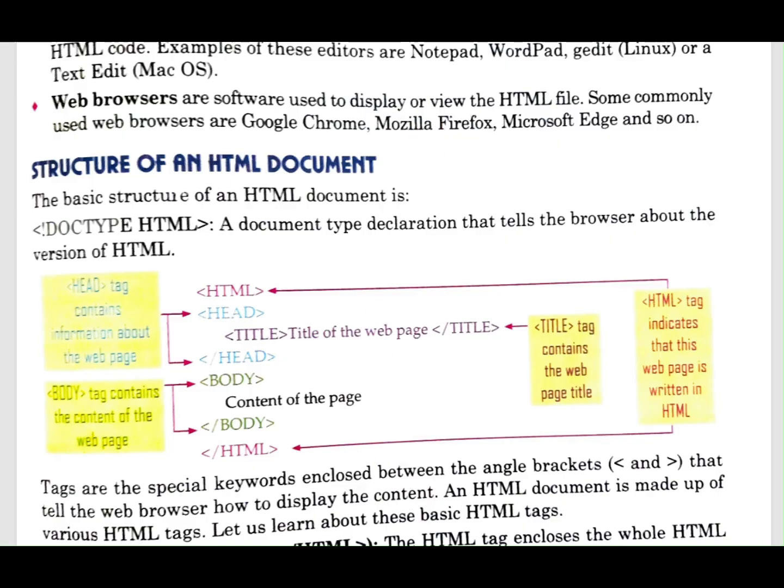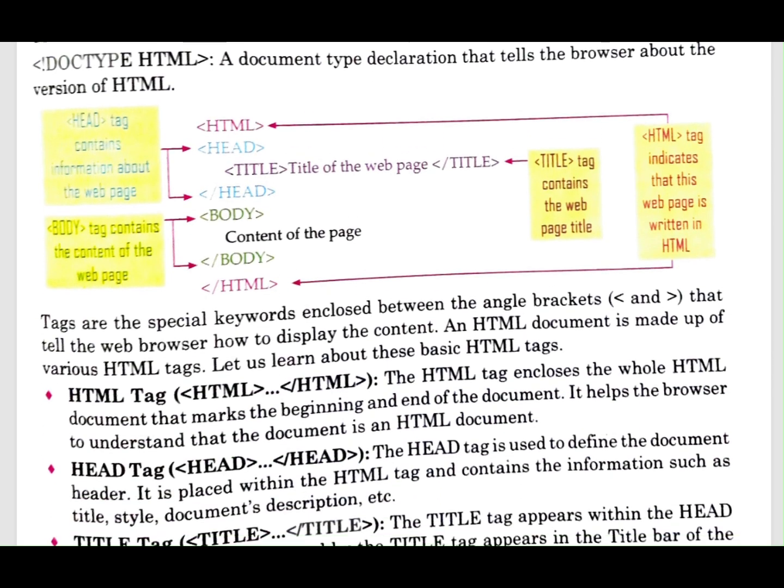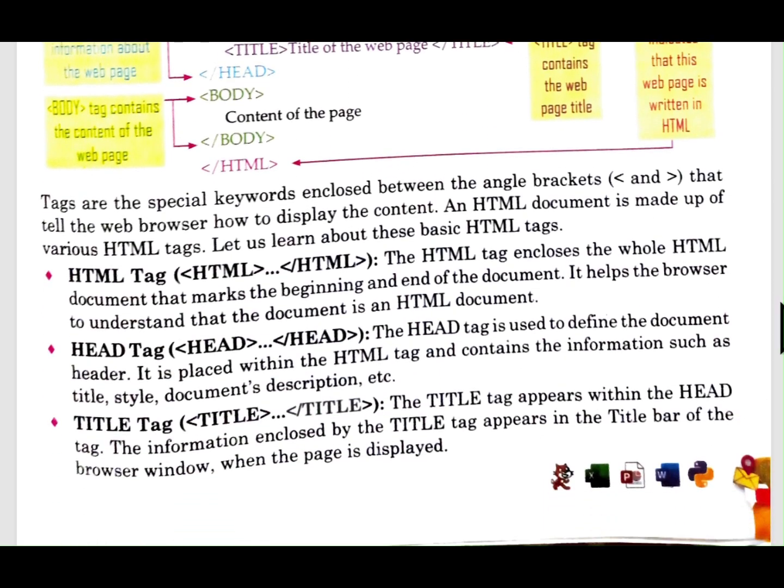Now come to next one, that is the explanation of these tags. Okay, so first one, tags are special keywords enclosed between the angle brackets, these are angle brackets, that tell the web browser how to display the content. An HTML document is made up of various HTML tags. It can have various other types of tags also. We have not studied yet about that, but we will study about that later on.